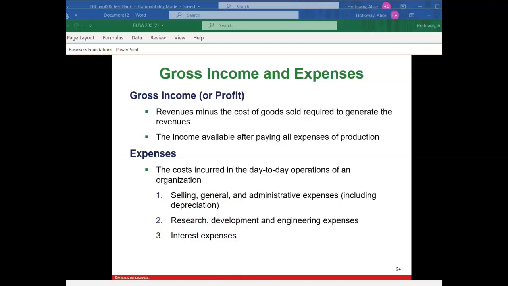So there are 3 common expense accounts shown on the income statement. You have things such as what I just shared with you here, selling, general and administrative expenses. And then you have the second item, which is the research, development, and engineering costs. And then the third area is interest expenses. And so there's more information in your book on page 444 that you can review in more detail.